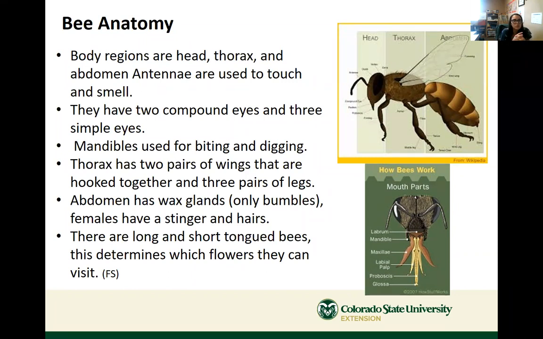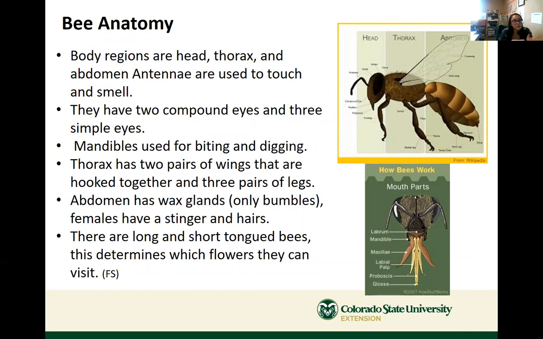The thorax, the middle region, has 2 pairs of wings. So that's a good indicator of sometimes what's a bee and what's a fly or another kind of insect: bees have 2 pairs of wings that are fused and 3 pairs of legs. The abdomen is the back end. On bumblebees, that's where you'll see their big, beautiful wax glands. And females will, of course, have their stingers on the abdomen, and then there are usually some kind of hairs to help with pollen collection.